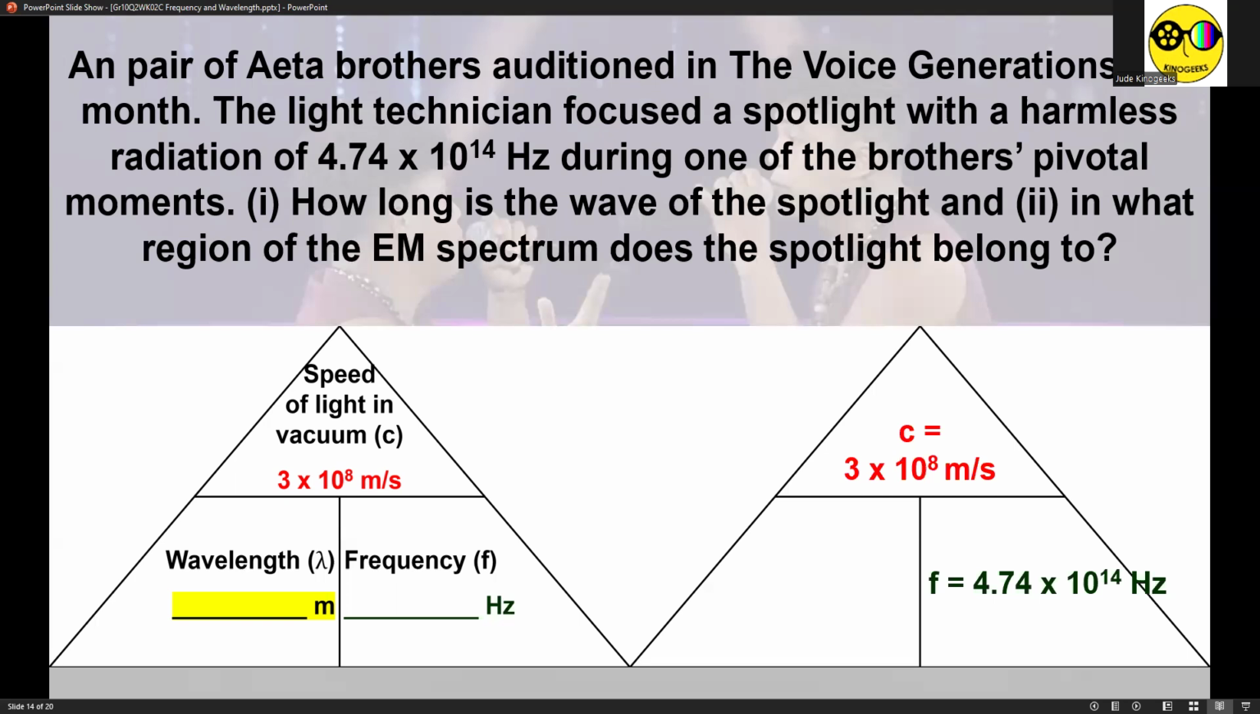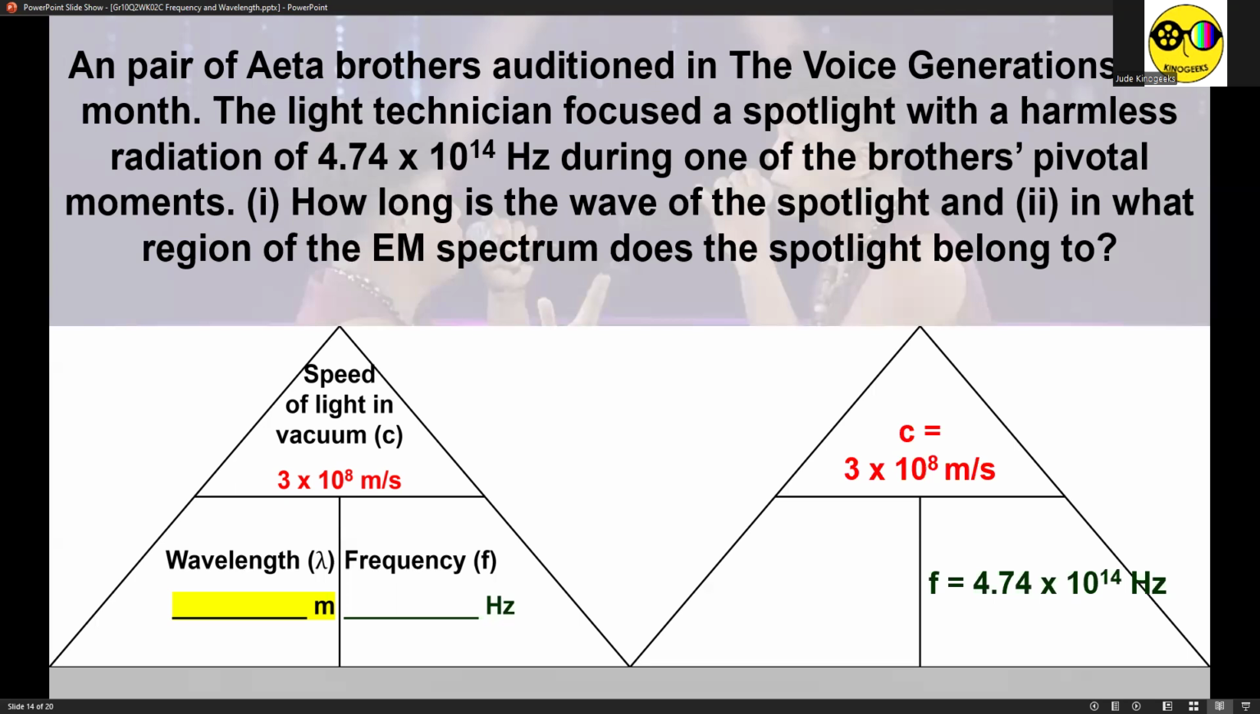So if we look back at the problem before we solve for wavelength, the light technician focused a spotlight. And we know that spotlight is a component of the visible spectrum. And the visible spectrum, when you disperse or scatter the light, has 7 colors. So that's a clue already that we have to choose one among the 7 colors that possess this frequency. But before we do that, we have to find the wavelength first.